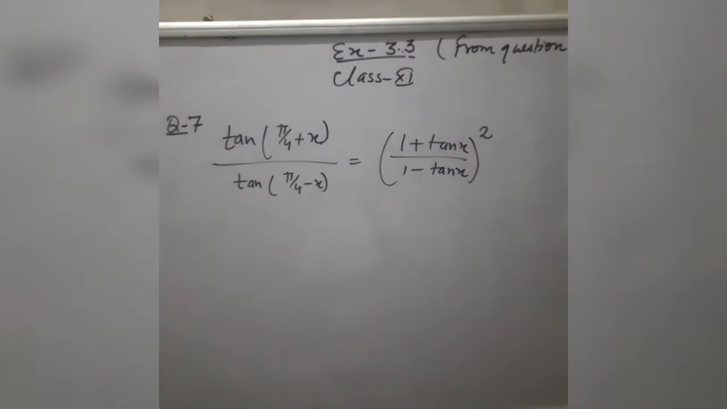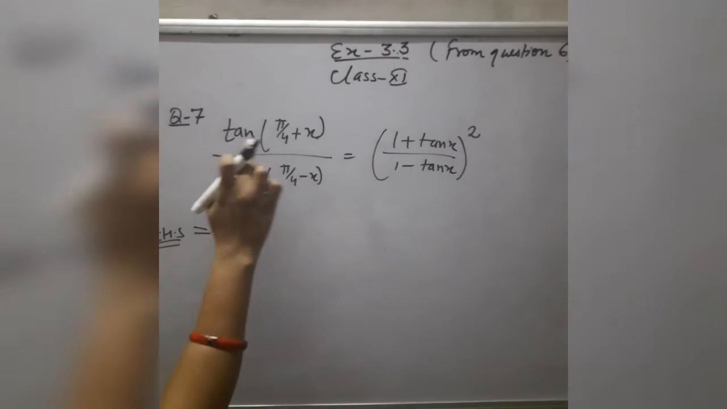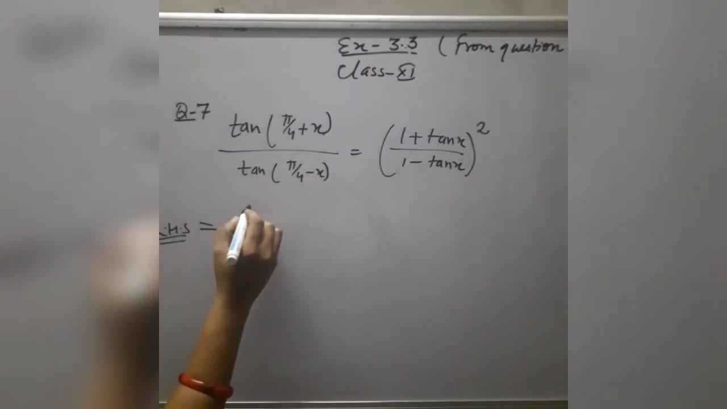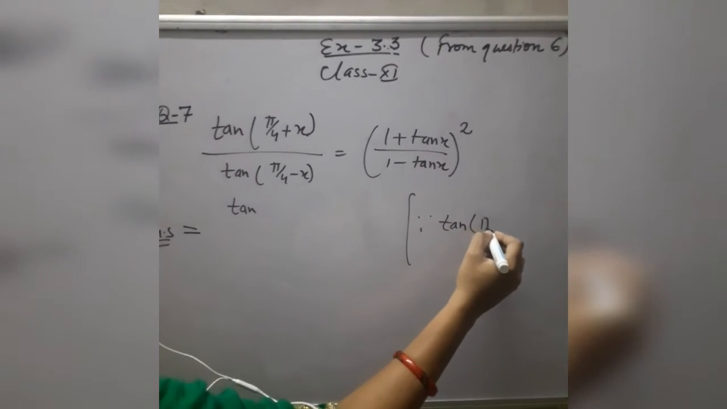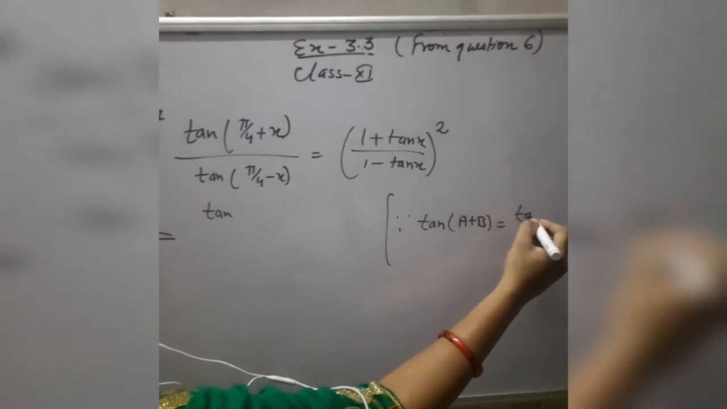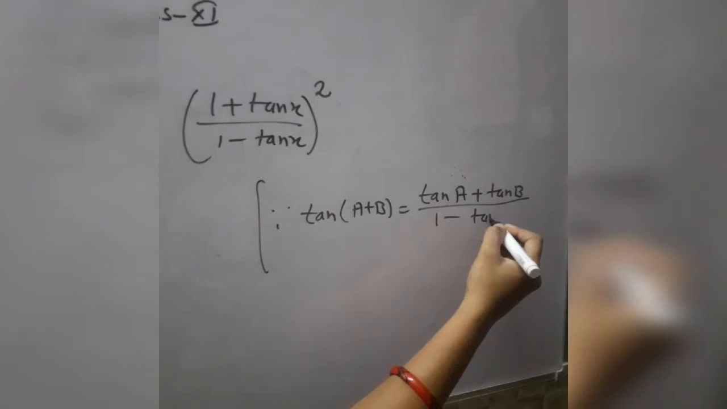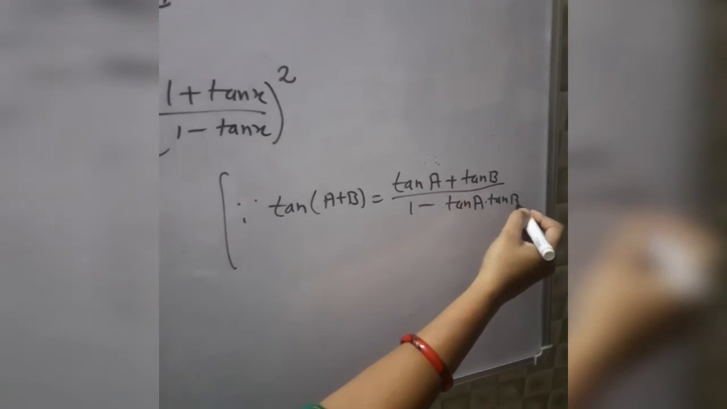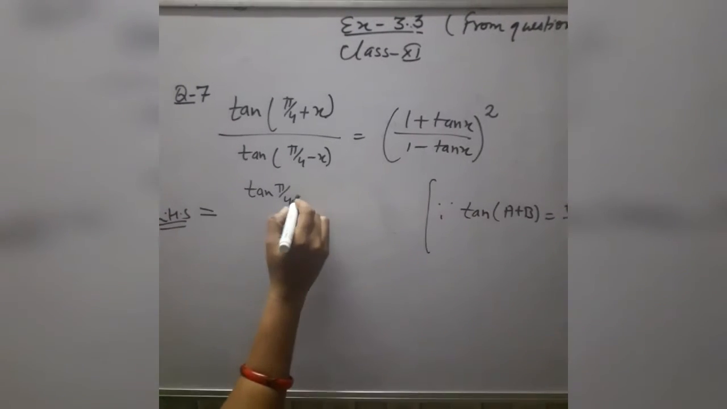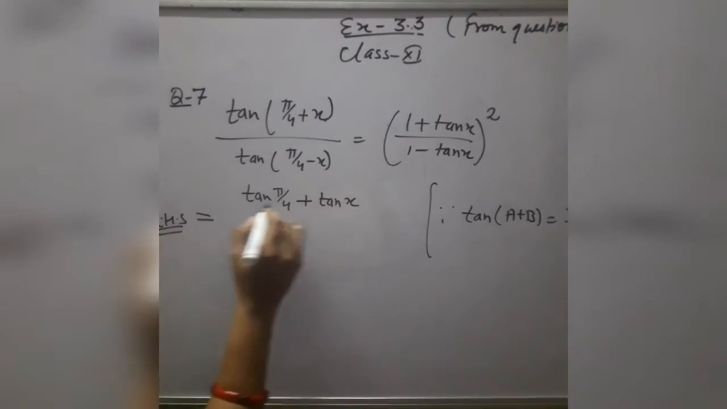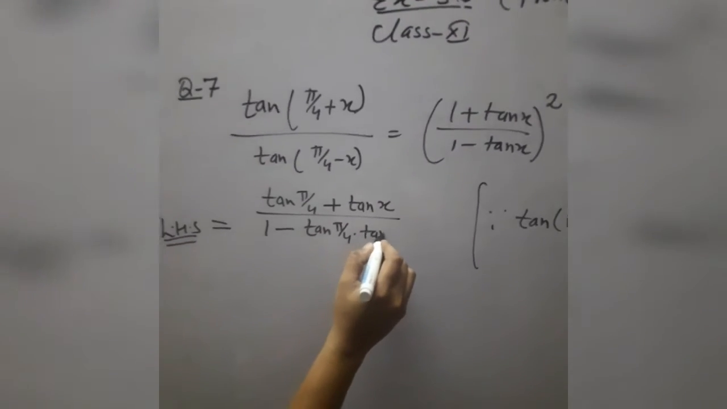Now here also we will take the left hand side first. In the numerator, tan(a + b), and what is the formula for tan(a + b)? I am writing here: tan(a + b) is equal to (tan a + tan b) divided by (1 - tan a tan b). So tan(a + b) can be written, by using this formula, as tan a plus tan b, what is b? x, divided by 1 minus tan a tan b, meaning tan(pi/4) tan x.